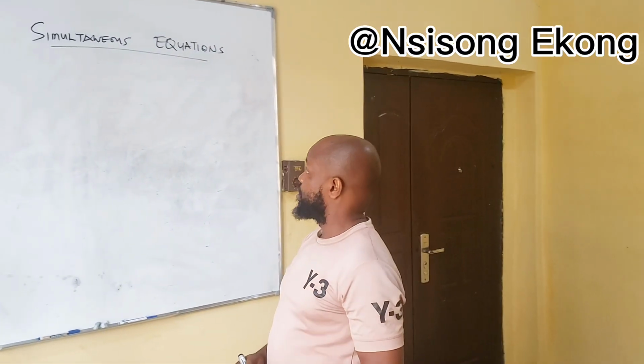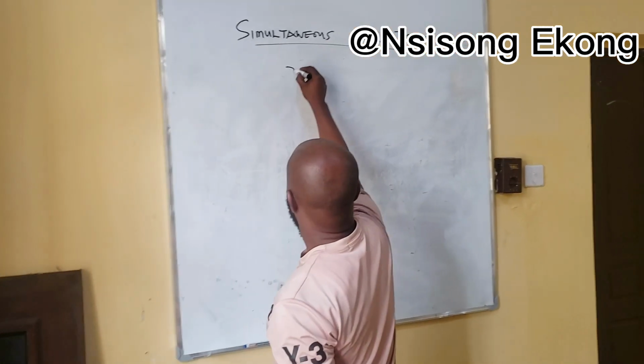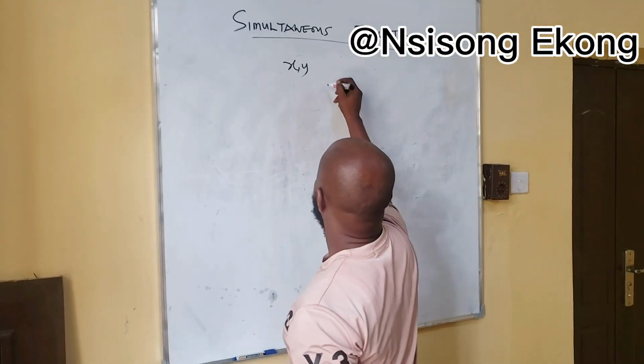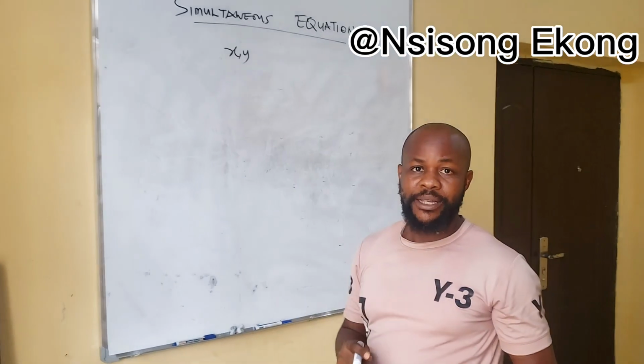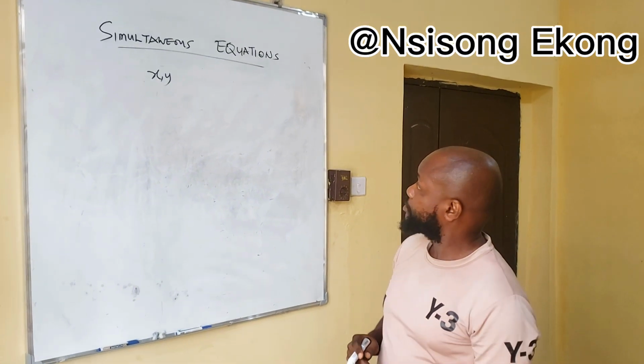Today we'll be talking on simultaneous equations. A simultaneous equation is of this form when we have two unknown variables, x and y, being part of an equation, and we are expected to solve and get values for the two variables at the same time.